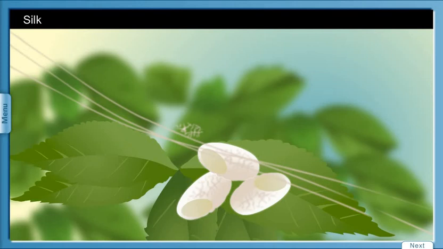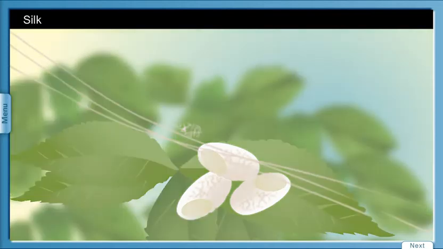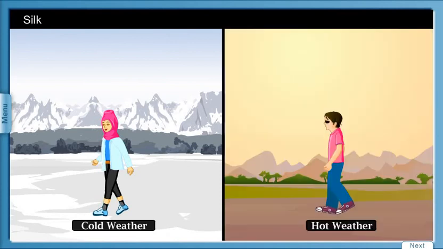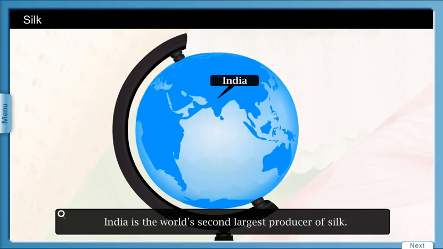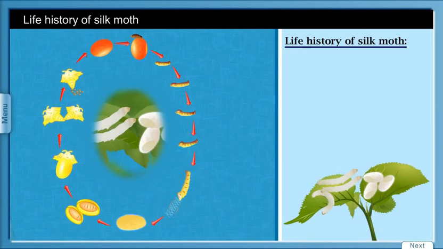Silk acts as an excellent insulator to keep our bodies warm in the cold weather and cool in the hot weather. China is the leading silk producer of the world. India is the world's second largest producer of silk. Life history of silk moth.